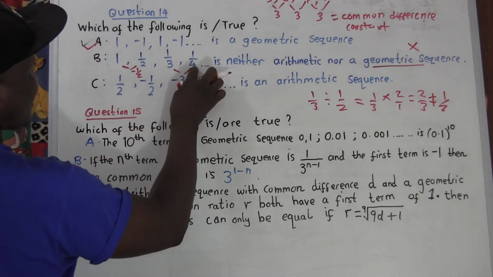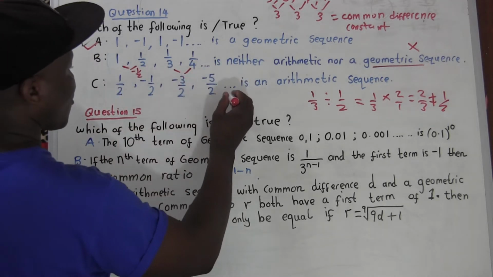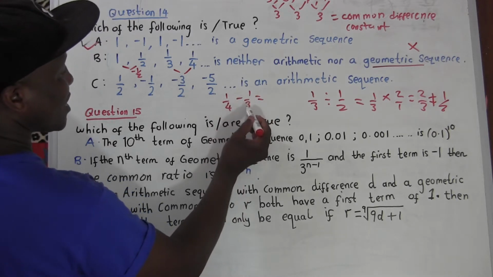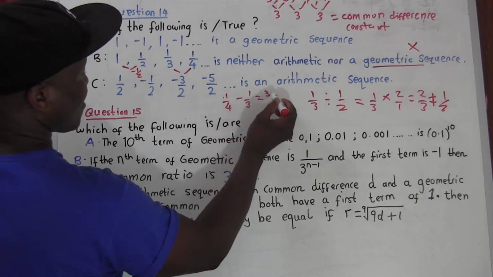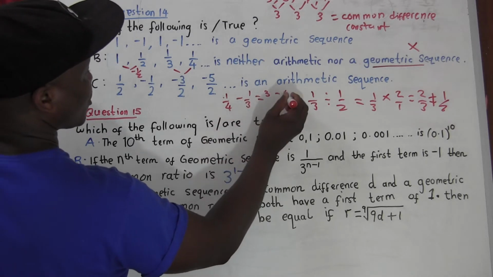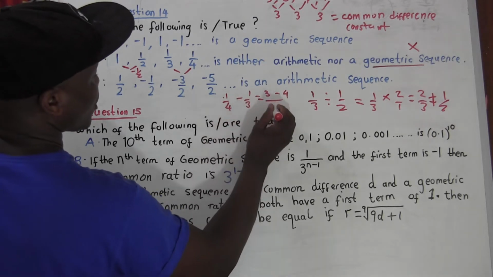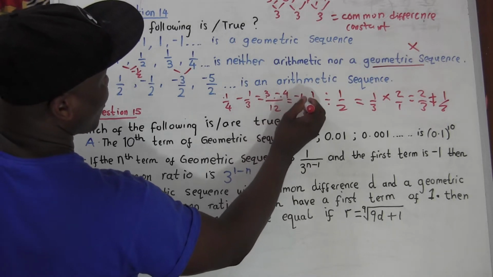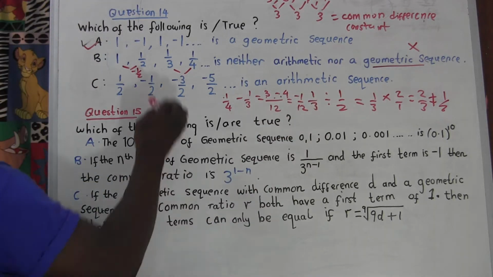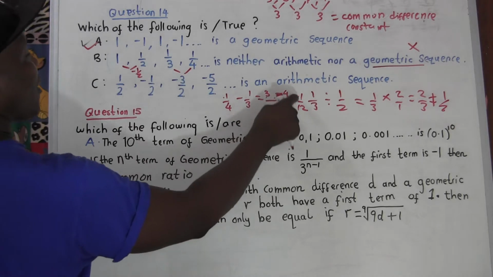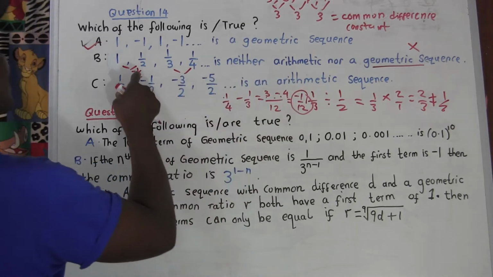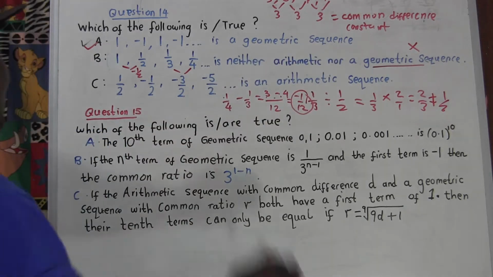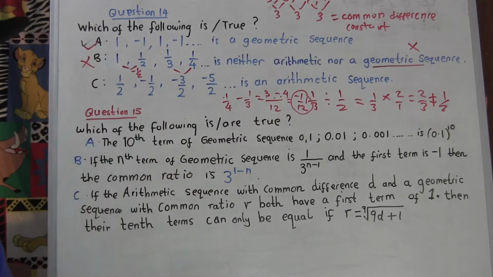Even if you take 1/4 minus 1/3, the denominators are the same. So we take 3 times 1 equals 3, minus 4 times 1 equals 4, and multiply these two to get 12. So 3 minus 4 equals -1/12. So it's not true. Taking this minus this gives -1/12, which is not the same as -1/2. So it's neither arithmetic nor geometric. So this is not true. The first one was true.